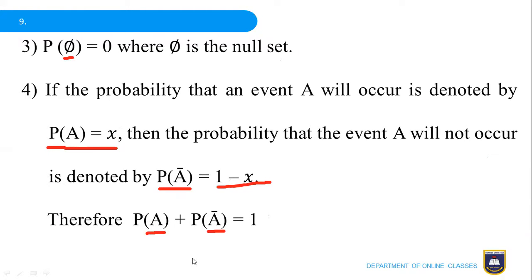So we have the probability of A, which is equal to X, and then the probability of A not occurring is given by 1 minus X. You will see X minus X gives us 0. So the X is gone. You are now left with 1. That is why we say the probability of an event A occurring plus the probability of an event A not occurring is equal to 1.